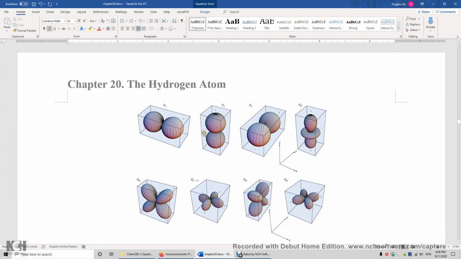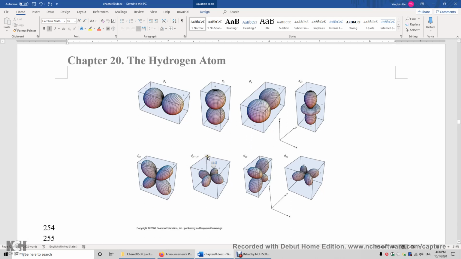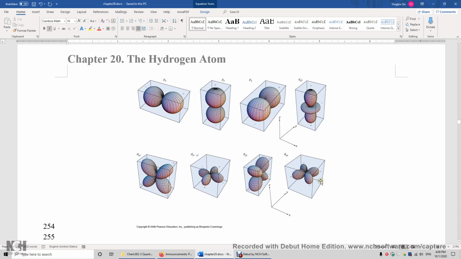We can look at the shape of those angular functions. You probably can tell this is just px, pz, py, dz squared, dxz, dx squared minus y squared, dyz, and dxy. I want to emphasize the difference between dxy and dx squared minus y squared. This and this are both on the xy plane, but they have different nodal surfaces.